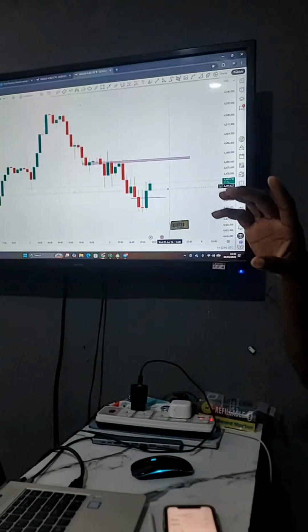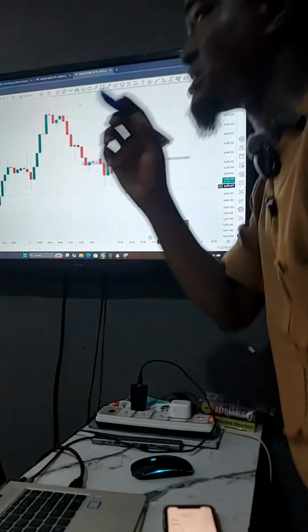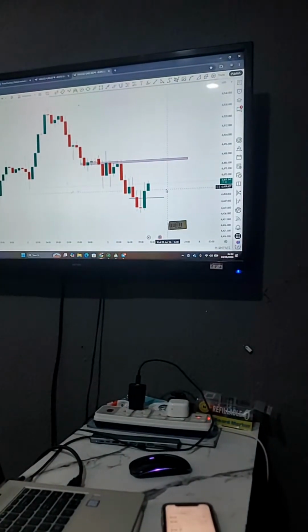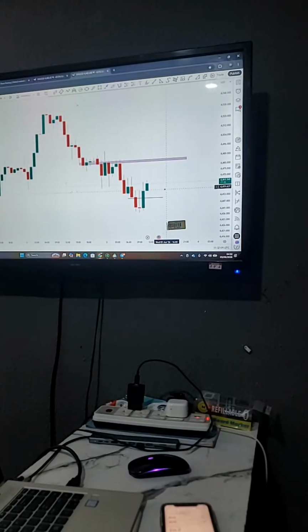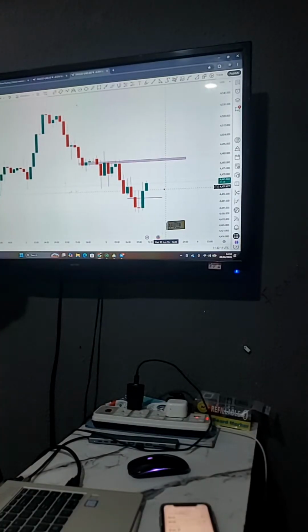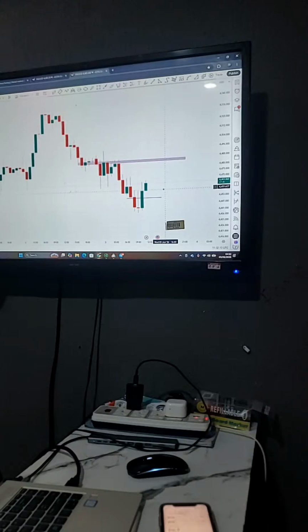Now let me quickly teach you what a resistance means. A resistance and support means, let's start it from here. You see, when this market started to buy on this 1 hour time frame, this 1 hour candle bought and closed as a buy body. Another candle opens.